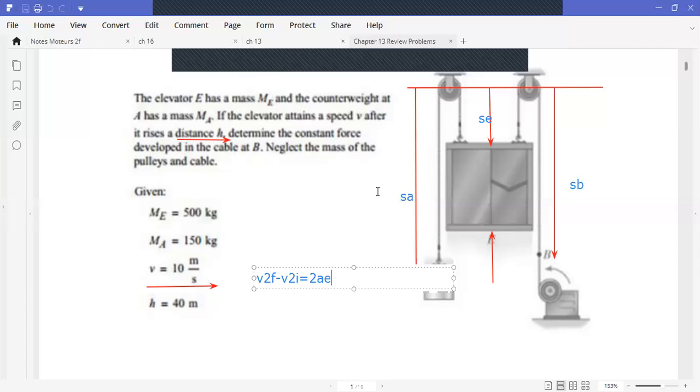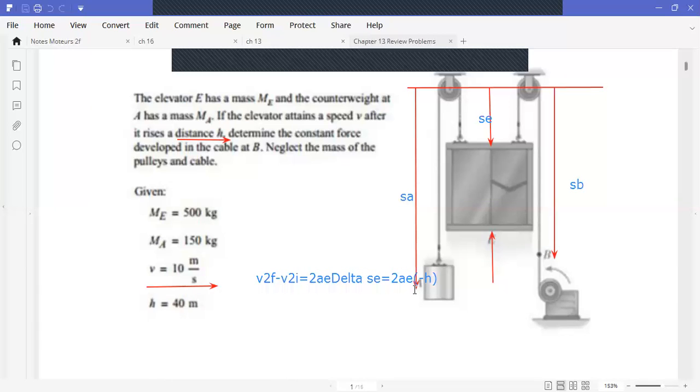Okay? Because here, what is the coordinate for AE? It's SE. So it's 2AE delta SE. And you know what? Delta SE will be negative or positive? Negative. It's minus h, okay? So it's equal to 2AE times minus h, because my elevator is rising upward, okay?